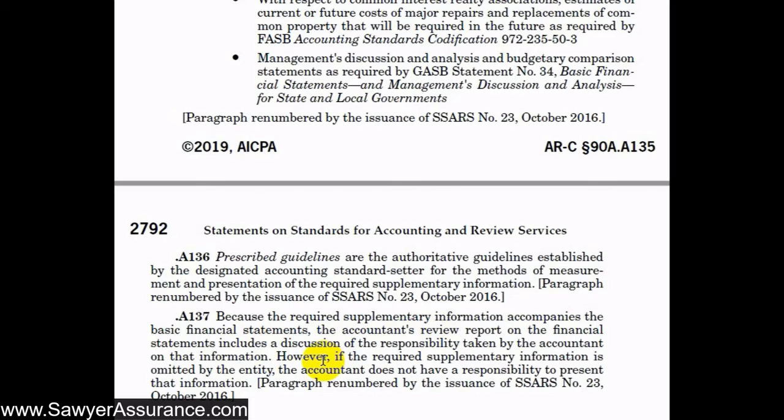And it says, however, if the required supplementary information is omitted by the entity, then we don't have a responsibility to present that information. So we don't have to make the client prepare and give us and present that information in the financial statements. Our only responsibility is to include that other matter paragraph that says the supplementary information is required, but management has elected not to provide it.